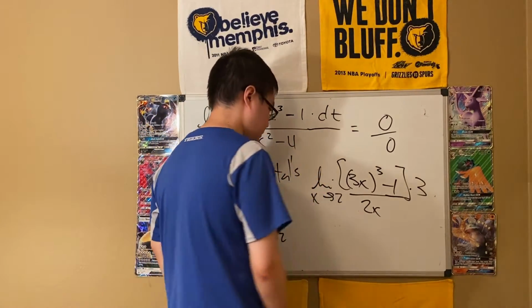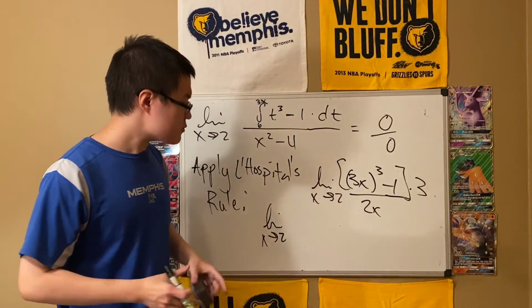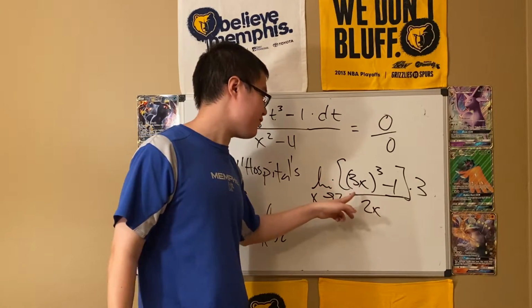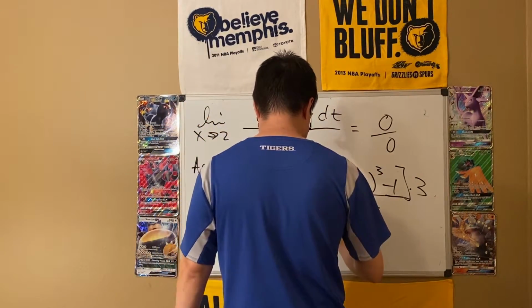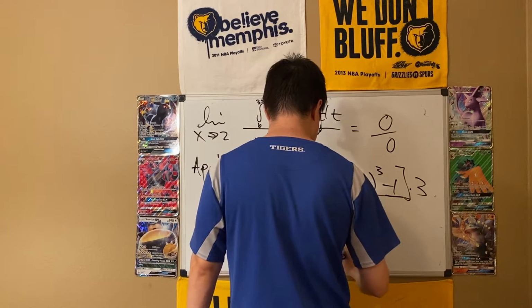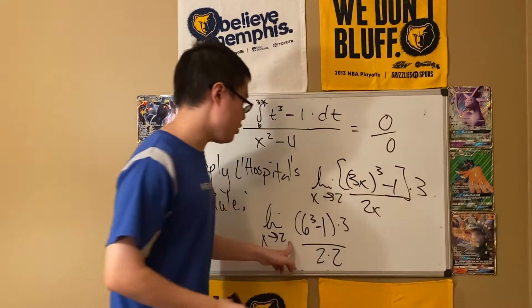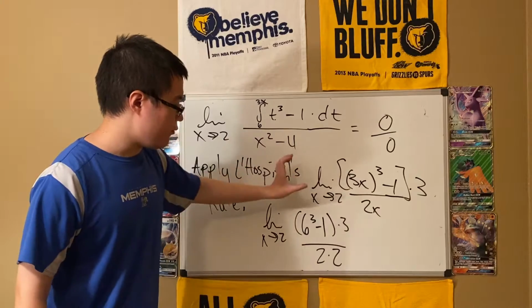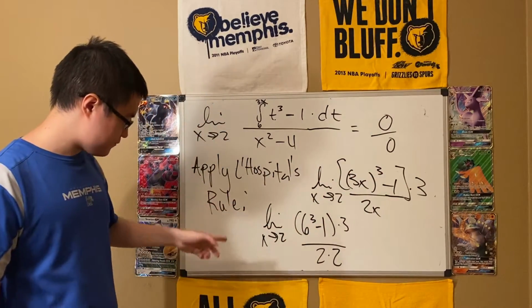So let's try to wrap this up. When you plug in the 2, again, you're going to multiply 2 times 3. Unfortunately, I'm not ready for this because you're going to get 6 cubed. So it's going to be 6 cubed minus 1, all of that times 3 over 2 times 2. So again, all I'm doing is replugging the 2, but I was careful. The 3 is also being cubed, so that's why it's 6 cubed, 2 times 3.